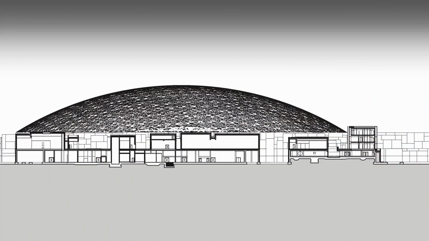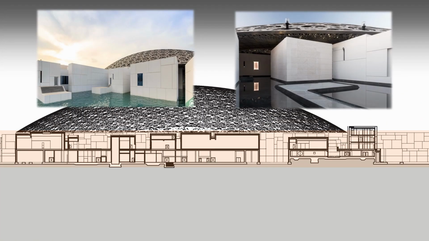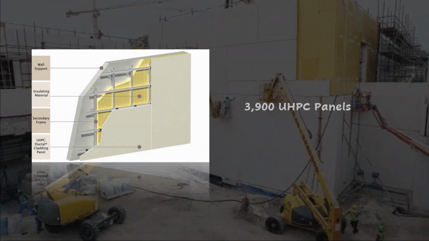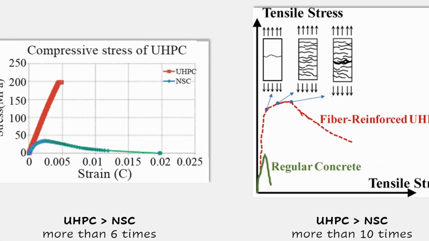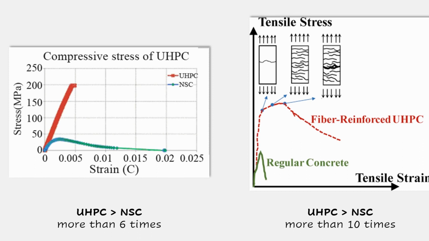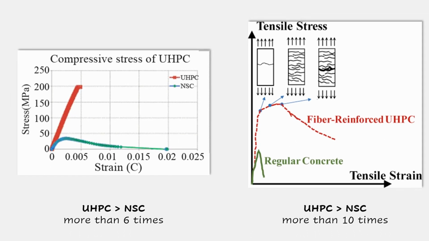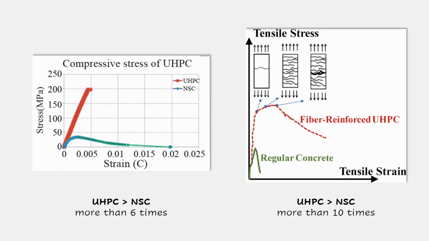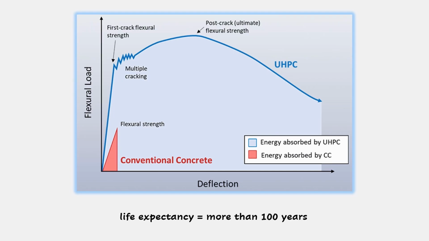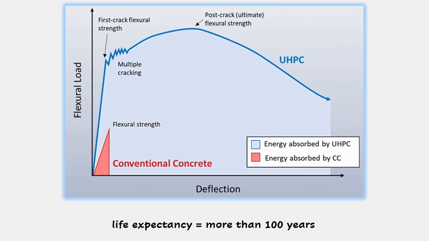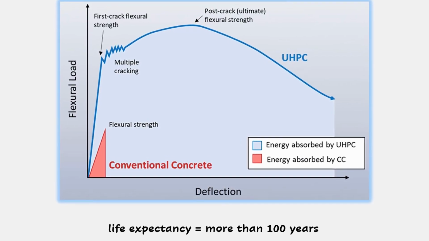The next thing I'm going to explain is the wall of the building. The walls of the building consist of 3,900 UHPC panels. UHPC is an ultra-high performance concrete with compressive strength more than 6 times that of normal concrete. Also, the tensile strength is more than 10 times greater. This is also related to the durability of concrete, and it has a life expectancy of more than 100 years.